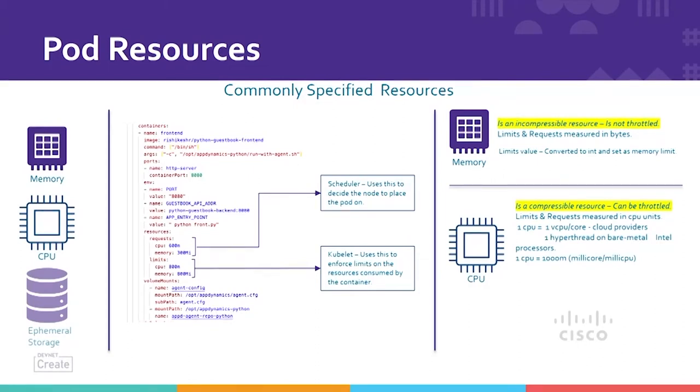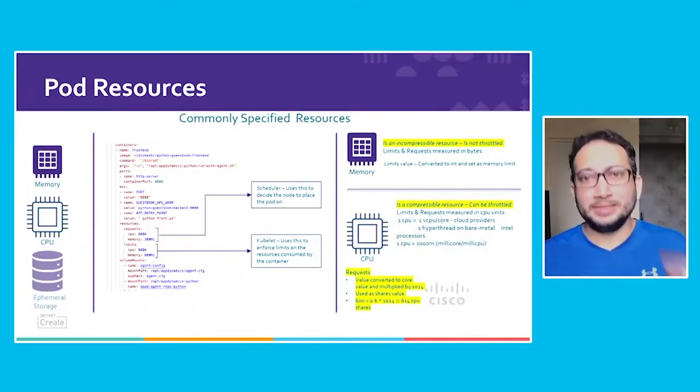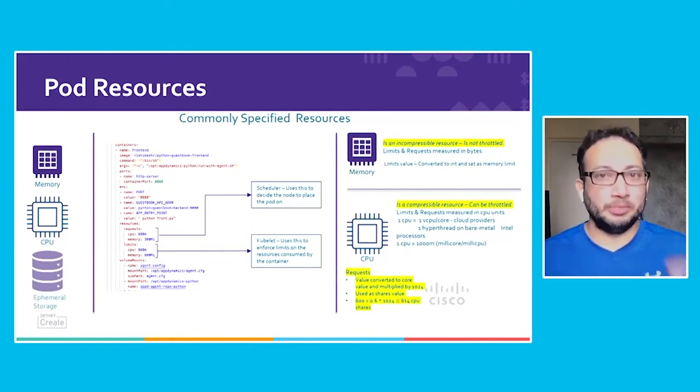And how are they converted in terms of requests and limits? For requests, the value is converted into a core, which may end up as a fraction, and it's multiplied by 1024. Why 1024? Because one CPU has 1024 CPU shares. You multiply that core value by 1024, and that's what your container CPU shares are. So in this example, you have 600 millicore. You multiply that into your core value, that's 0.6, and multiply that further by 1024, that's your CPU shares. So you get 614 CPU shares.